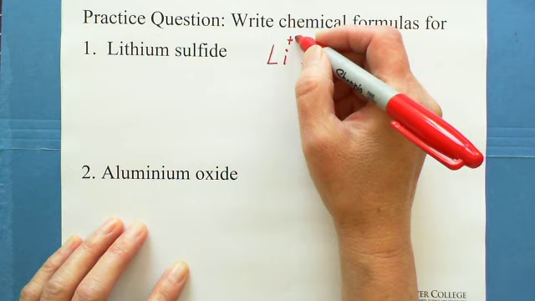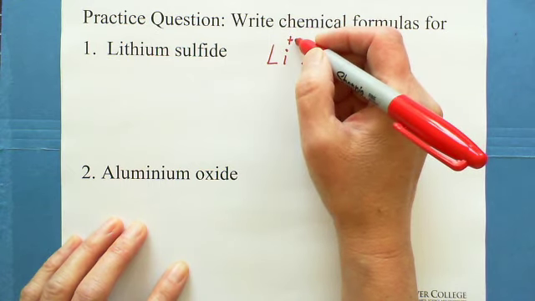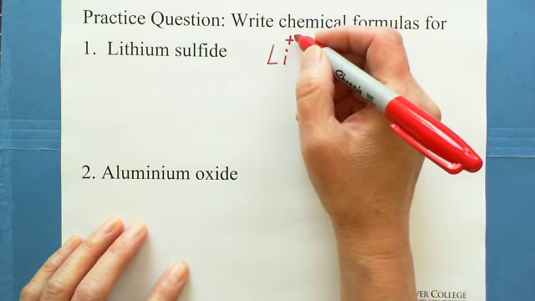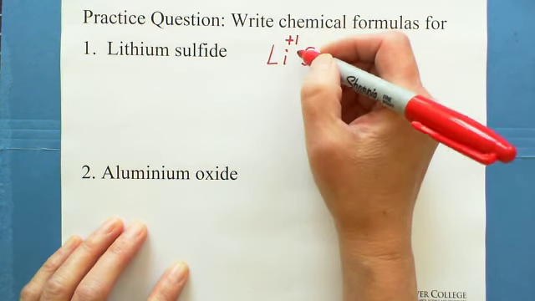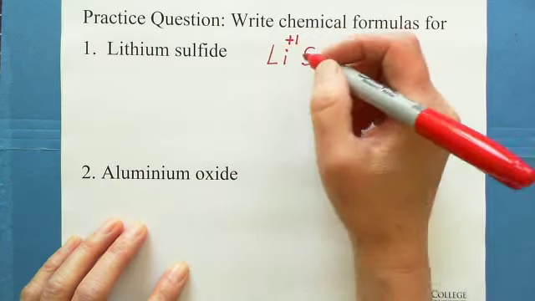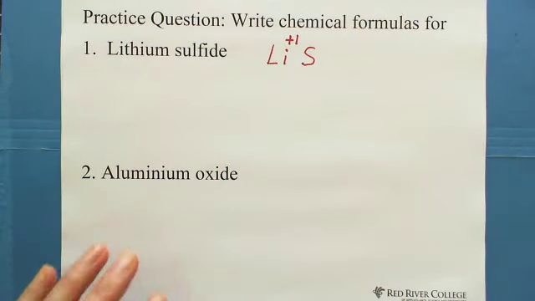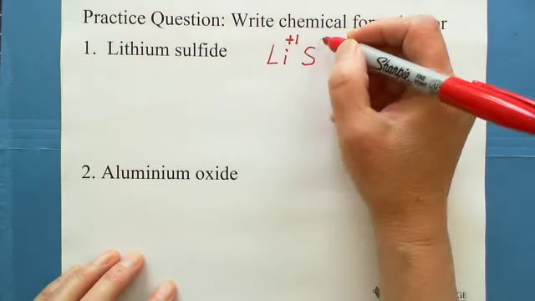You can write +1 or 1 positive. In the periodic table, they just write a plus, which means +1. But to be clearer, you write +1. Sulfide: sulfur is in group 16. Group 16 for sulfur is -2.